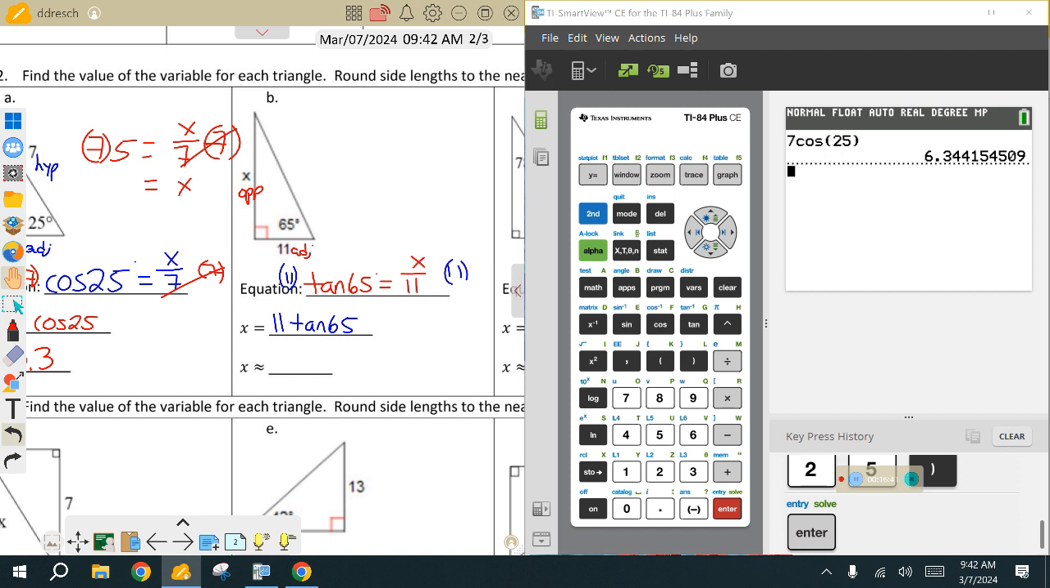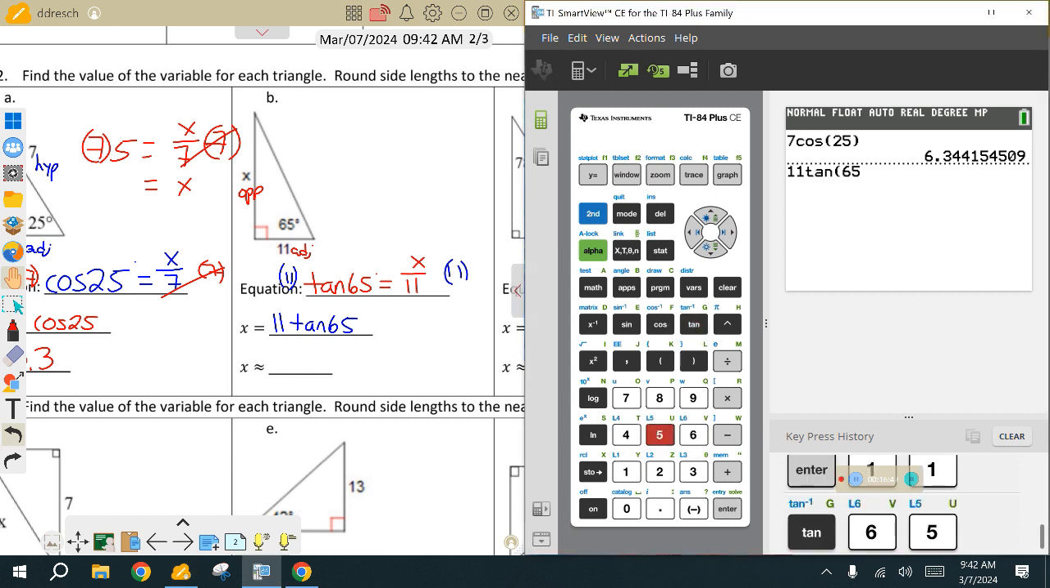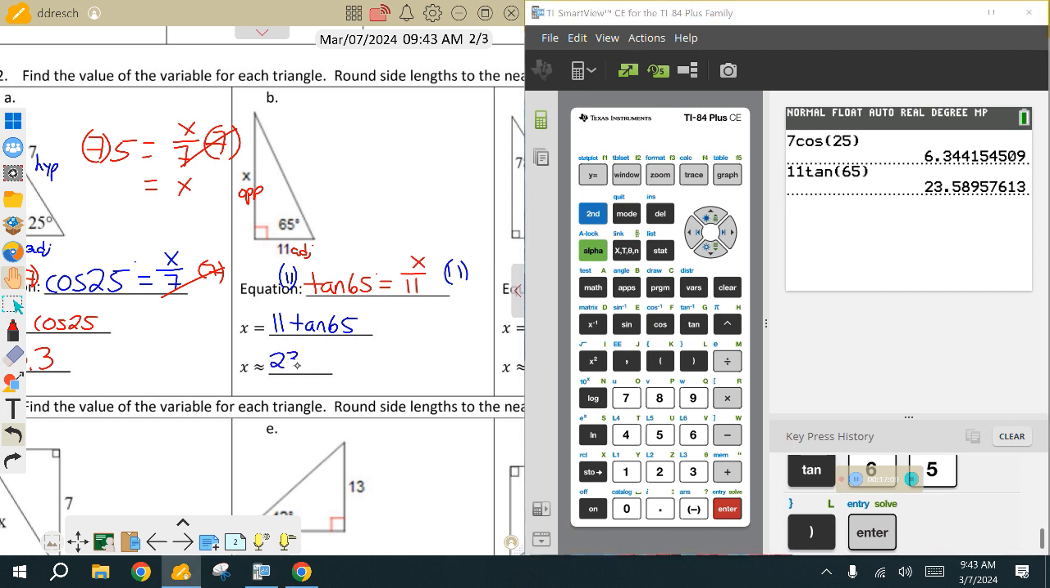Go to your calculator. 11 tangent 65, close that parenthesis. Check me as well. 23 point what? 23.6. That's it. 23.6. Let's roll to the next one.